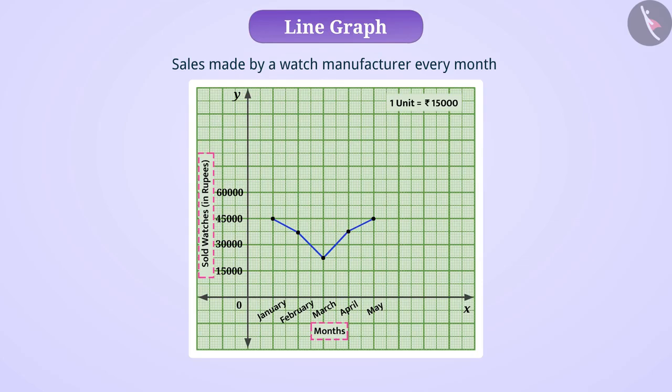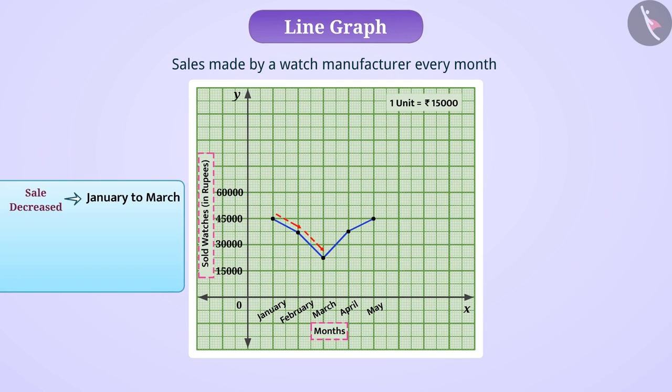Like here, we see that sales have decreased from January to March, whereas after March, the sales have increased. Similarly, among all the months shown, the least number of watches are sold in March.